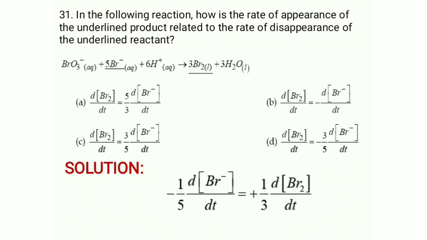Only we need d[Br2]/dt, that will become equal to, remember, 3/5. This 3 you take to that side, 3/5 d[Br-]/dt. So the answer for this question is D, 3/5 d[Br-]/dt.